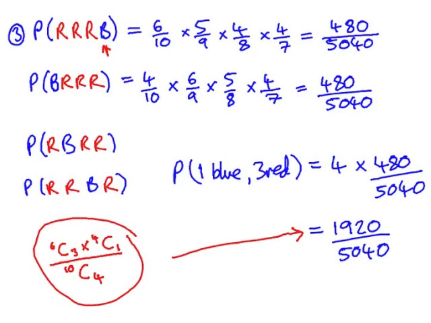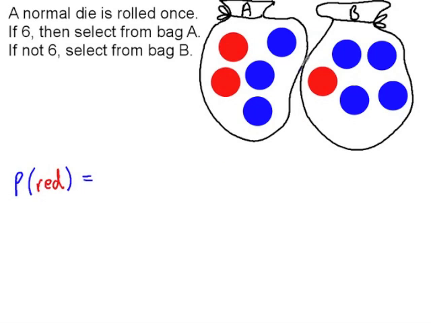In this example, we've got 2 bags of marbles, bag A and bag B, and they contain 5 marbles each, but different numbers of reds and blue marbles as shown. I'm going to roll a normal die once. If it's a 6, we're going to select a marble from bag A, and if it's not a 6, we're going to select from bag B. So you can imagine you could set up a tree diagram where you've got 6 and not 6, followed by bag A and bag B. But we're going to imagine the tree diagram.